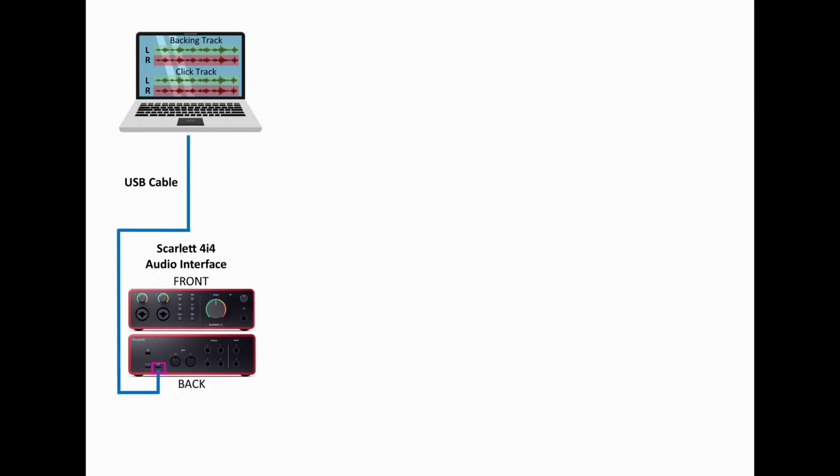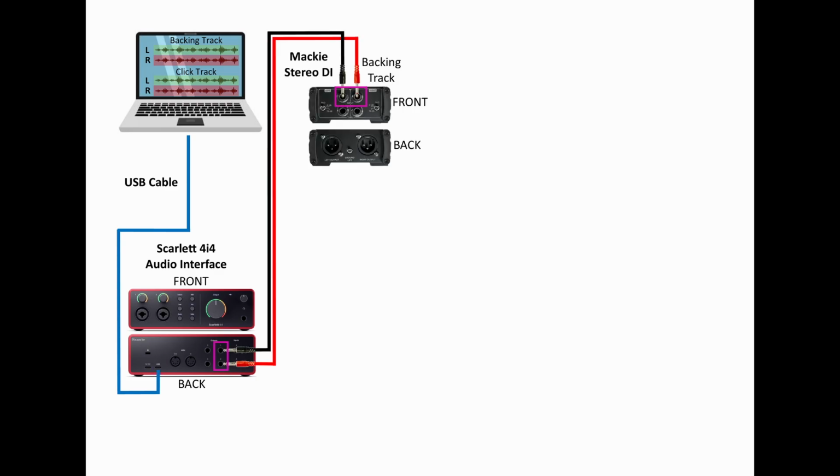With your software and your laptop ready to go, make sure that it's connected to the audio interface of your choice. In this case, we're using the Scarlett 4i4 audio interface, and that's connected using a USB cable. You're then going to connect the outputs 1 and 2 to a stereo DI. In this example, we're using a Mackie stereo DI, and outputs 1 and 2 are connected to the corresponding inputs 1 and 2 on that DI box.